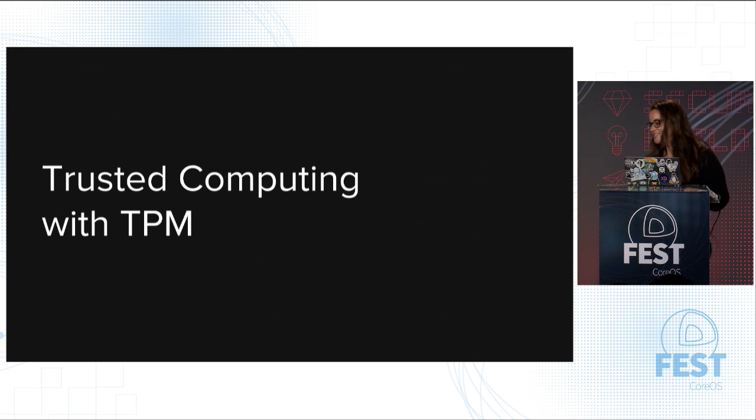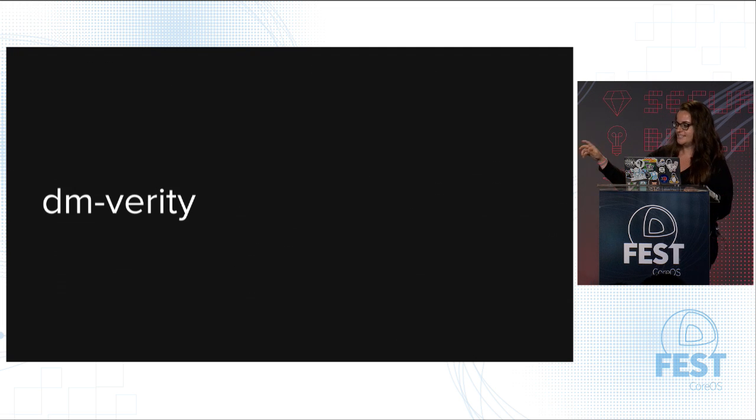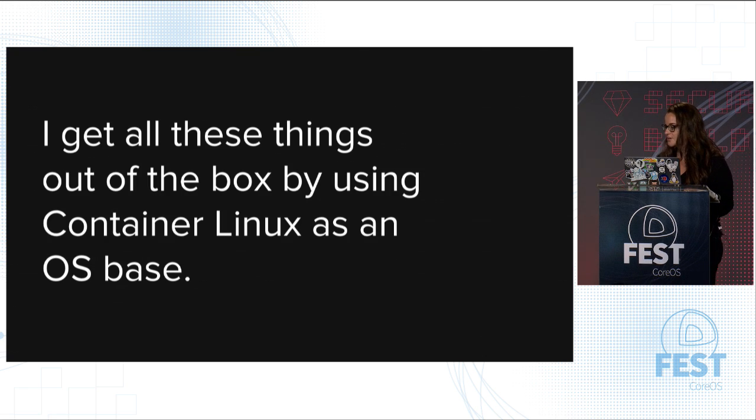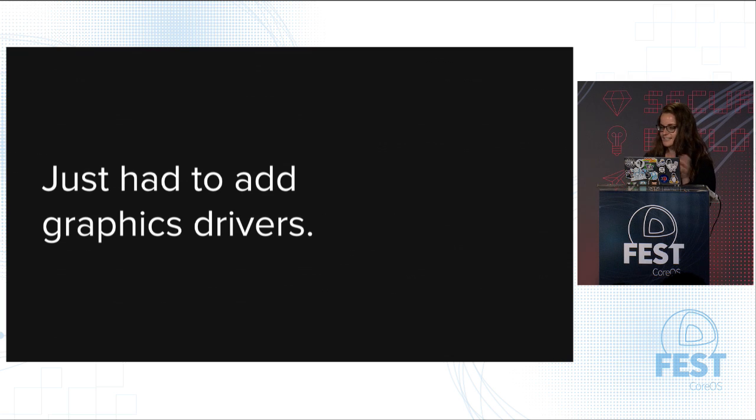Then there's trusted computing with TPMs, which really just make sure that your root file system is what you want to be running. And dm-verity, which ties into that and makes sure that it's the OS that you had installed and nobody messed with it in between, which is really cool. And these are all the same features as ChromeOS, which has a great reputation for obviously being secure. And a lot of the build tools are the same, which is really awesome. So I get all these things out of the box just by using Container Linux as an OS base.